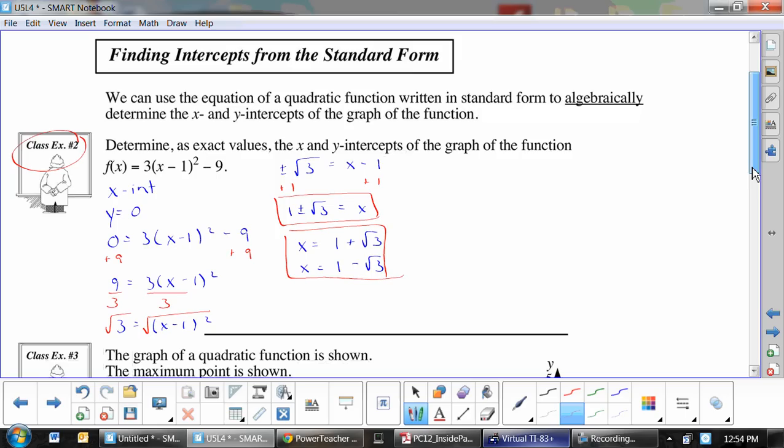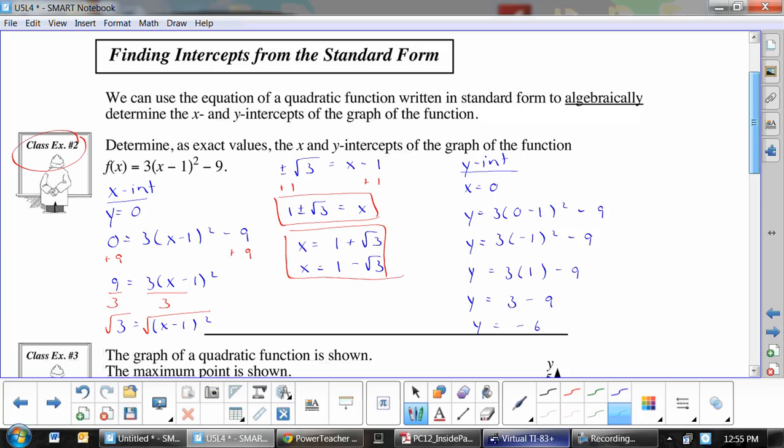And then to find our y-intercept, can someone put up their hand and remind me what we do? Justin? So that's how you would do it if you were doing it graphically, but algebraically, what would we do? Josh? Exactly. So you go x is equal to 0, which, when you're doing it graphically, is exactly what you're telling your calculator to do, right? You go value, x equal to 0. So then we get y is equal to 3(0 minus 1) squared minus 9. And then you just solve it again. We get our y-intercept is equal to negative 6.